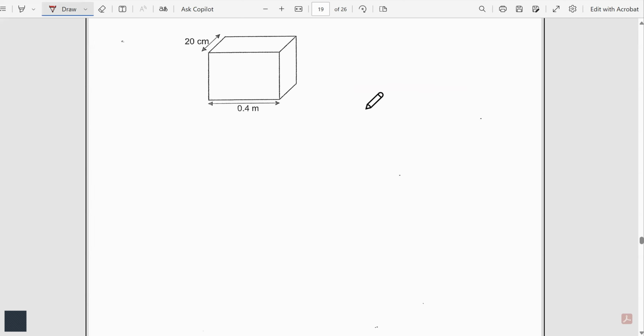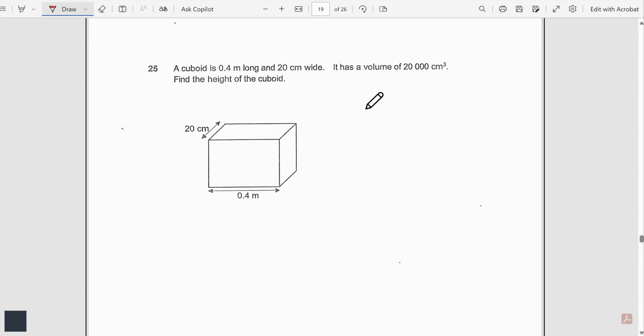Question 25. A cuboid is 0.4 meters long and 20 cm wide. It has a volume of 20,000 cubic cm. Find the height of the cuboid. Okay, so firstly, the length is given in meters. You want to change it to cm. So 0.4 meters, from meters to cm is times 100. So you get 40 cm.